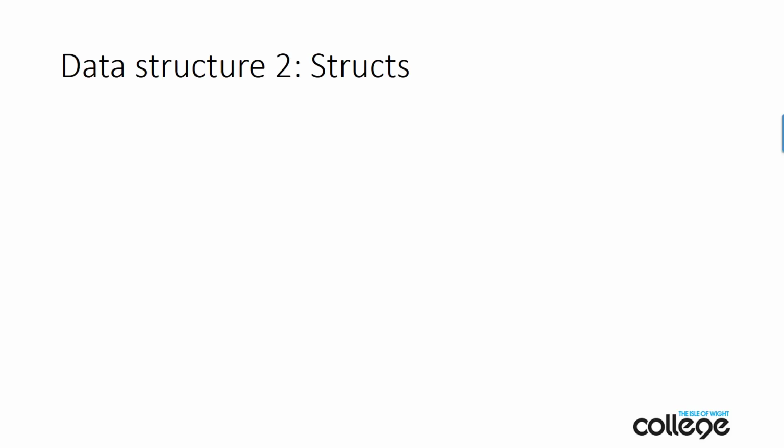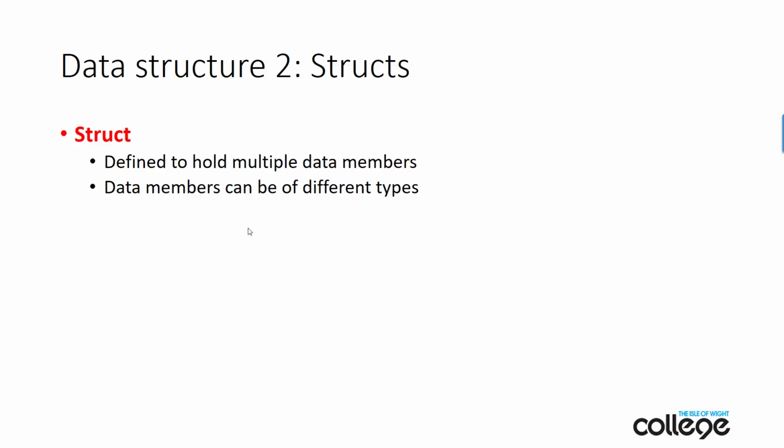This is the second of the data structure types I wanted to discuss. And structs are very much like arrays in that they can hold multiple values, but this time the values can be of different types. We're not constrained by having to put ints in the array or strings in the array or anything else. They can be values of different types.